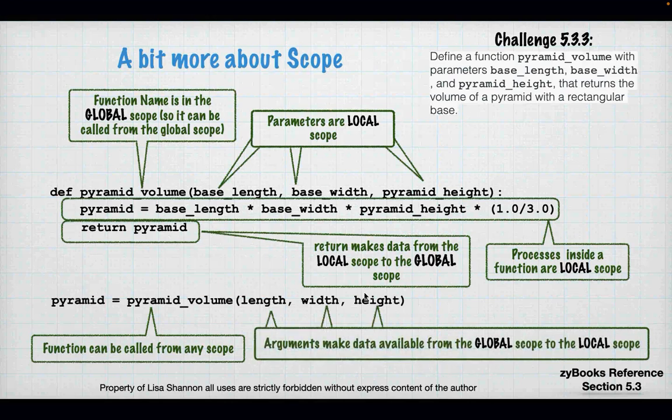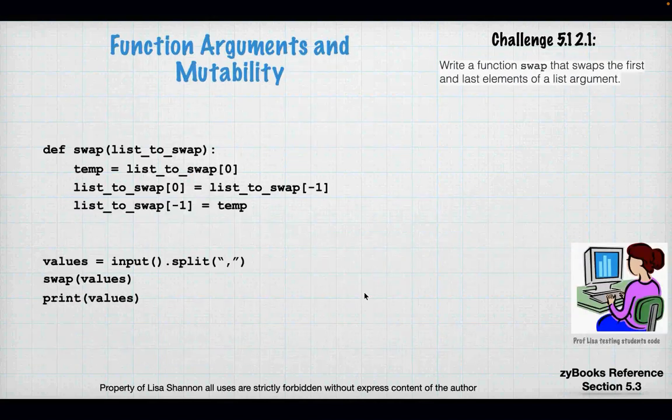And the arguments are available from the same scope as the function call. So they could be the global scope. They could be, you know, wherever that call is, that's what's available to use as arguments. Okay.